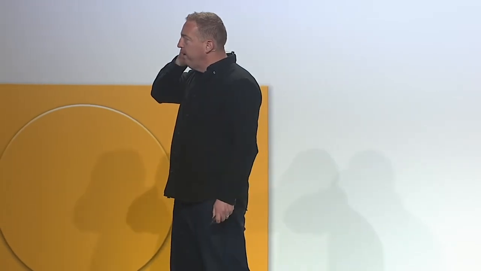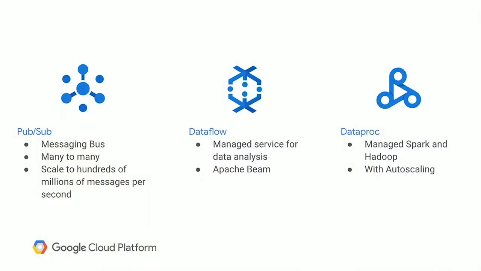So I have one more demo to give, and that one I'm happy about. Other data tools that we have: PubSub. PubSub is our messaging bus. It's a publisher-subscriber model. You can do many-to-many communication. Basically, we can scale to hundreds of millions of messages per second. We also have Dataflow, a managed service for data analysis. Basically, it's Apache Beam, but managed by us. Also managed by us is Dataproc, which is managed Spark and Hadoop jobs, but with auto-scaling.